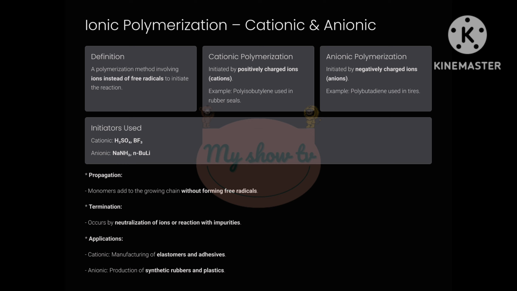4. Initiators. Cationic, BF3, H2SO4. Anionic, NaNH2, n-butyllithium. 5. Propagation stage. Monomers add to the growing polymer chain by ionic addition, maintaining charge throughout. 6. Termination stage. The reaction terminates when the ionic charge is neutralized by addition of a terminating agent. 7. Applications. Cationic, adhesives, rubber products, resins. Anionic, elastomers, synthetic rubber, plastics.